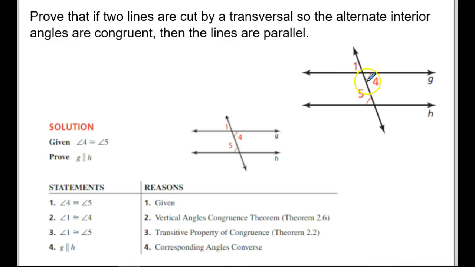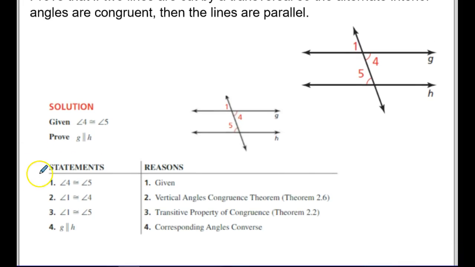So here I'm going to prove that if 2 lines are cut by my transversal, so that my alternate interior angles are congruent, then my lines are parallel. Okay, so let's look at this. So the information that I'm given, and I always start my proof with my given, is that angle 4 is congruent to angle 5. And I know that because of these dashes. My goal is to prove that G is parallel to H.